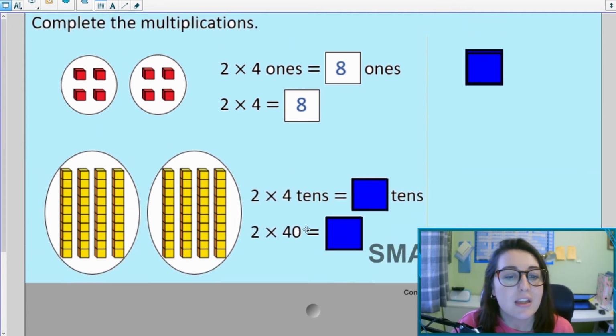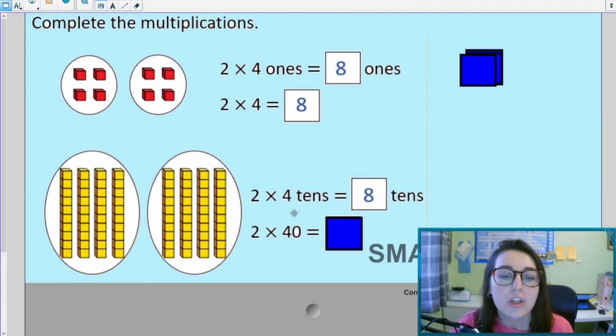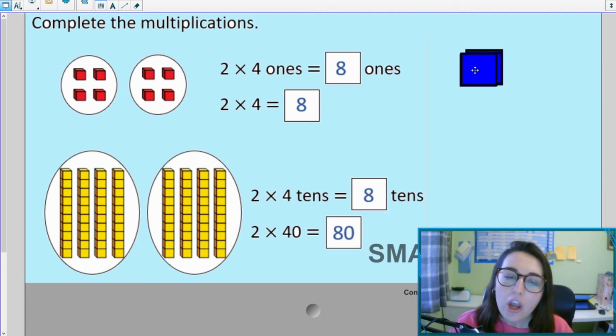So this time, if it's 2 multiplied by 4 tens, well, we can see here that we've still got 4 in this box and 4 in this box, but they're just in their tens now. So we've got 1, 2, 3, 4, 5, 6, 7, 8 tens in total. So instead of 2 times 4 is 8, 2 times 40 is 80. So hopefully that makes some sense, that all we've done is, instead of using ones, we're using tens. So the answer is now going to be in tens rather than in ones.